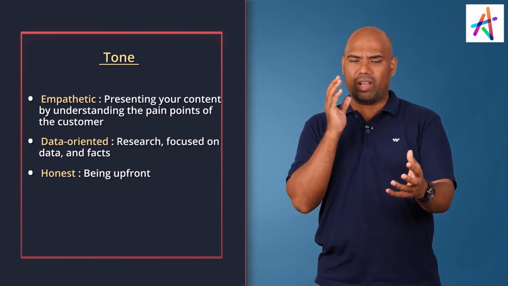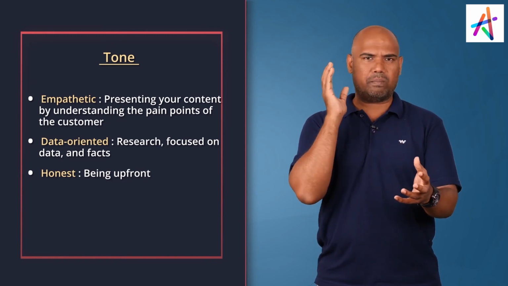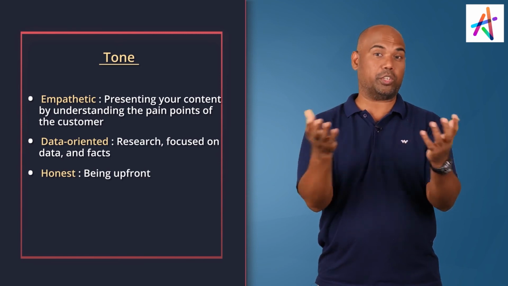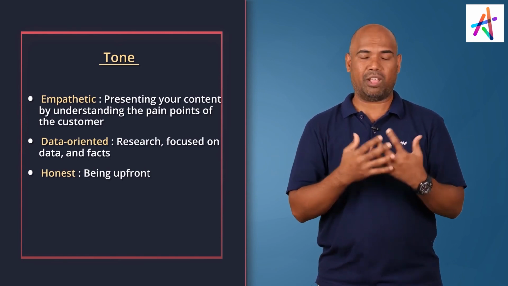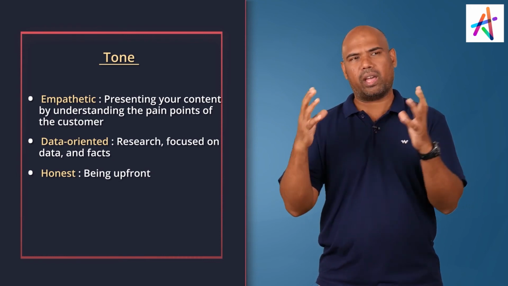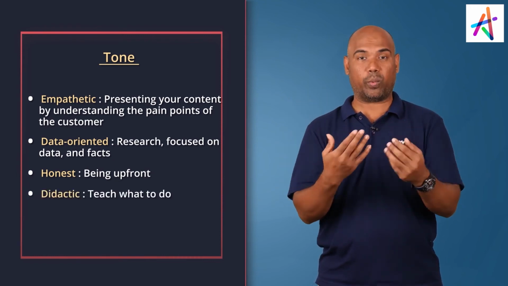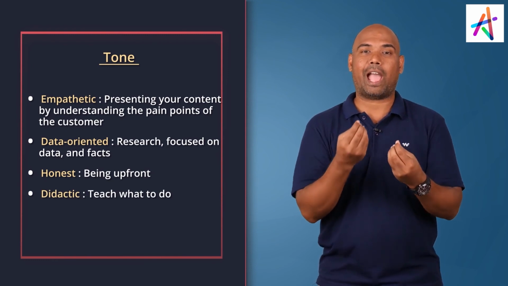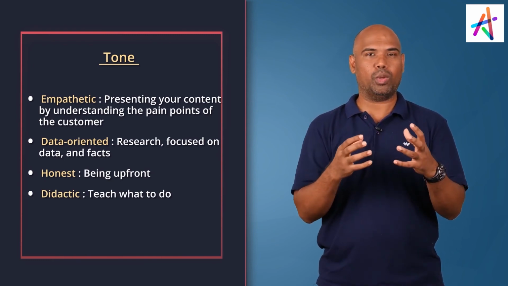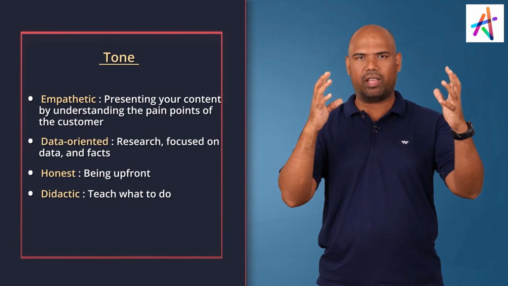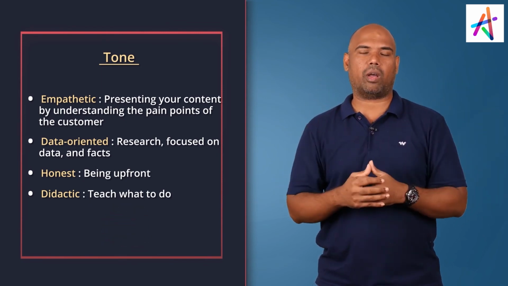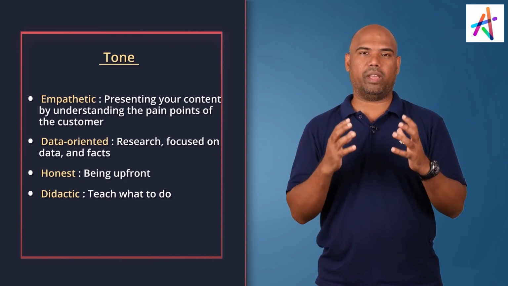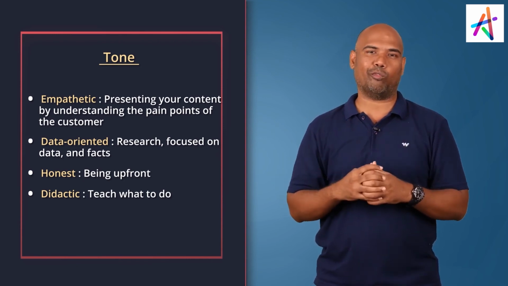So you can be very upfront, be as transparent as possible, which is what I like about Pat Flynn, like I told. So that's a tone that you could adapt for your content creation process. And the fourth one is called didactic, which is what we are doing right now. I am teaching you something. So if your content is about teaching somebody something, then the didactic approach would be the right tone of voice to adapt.